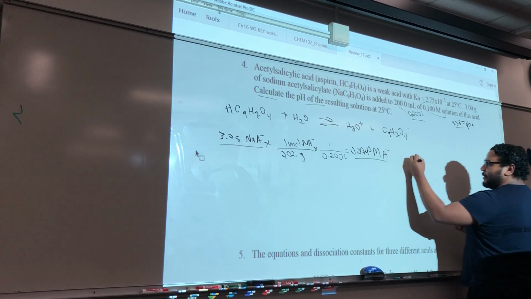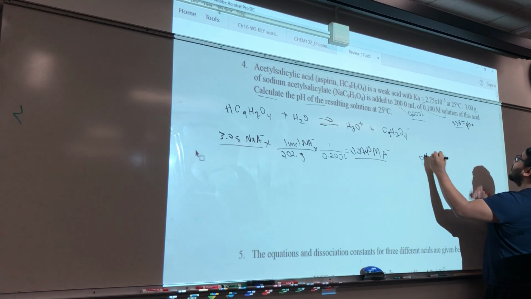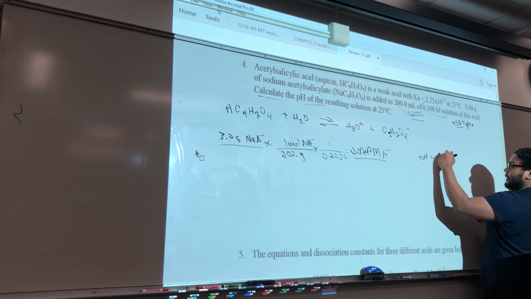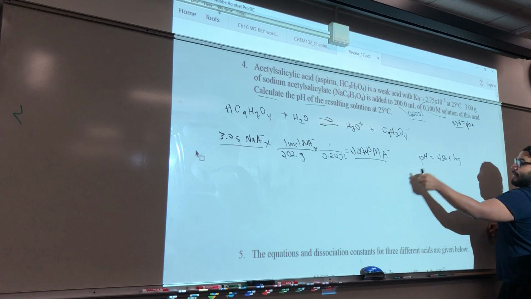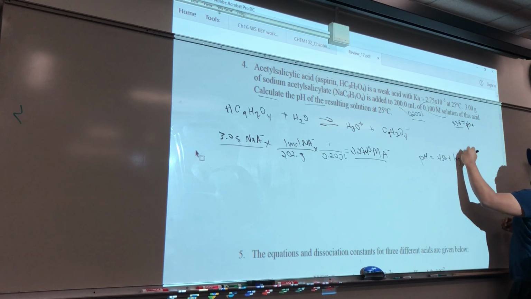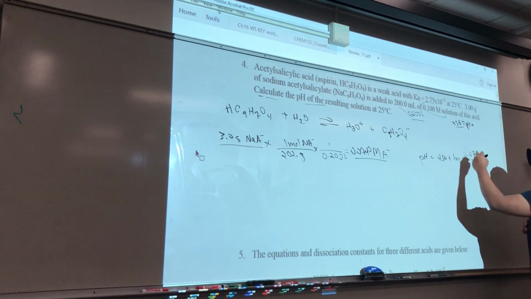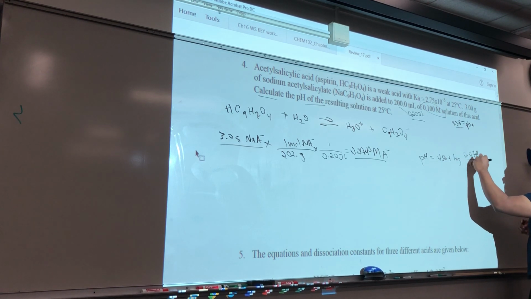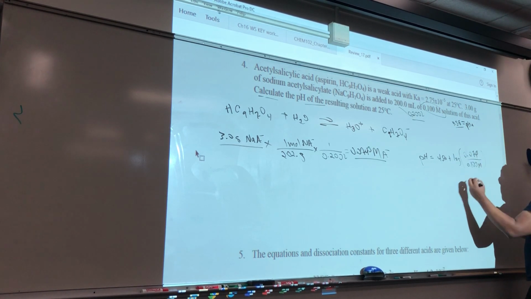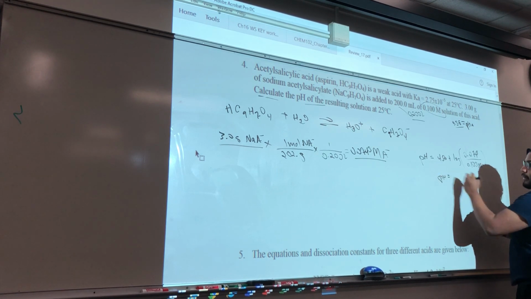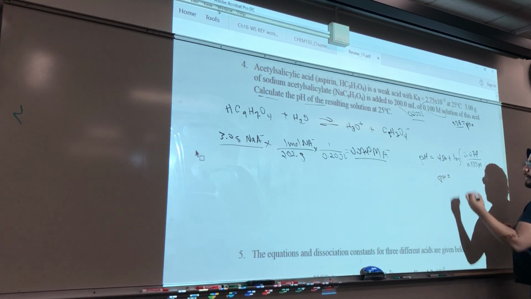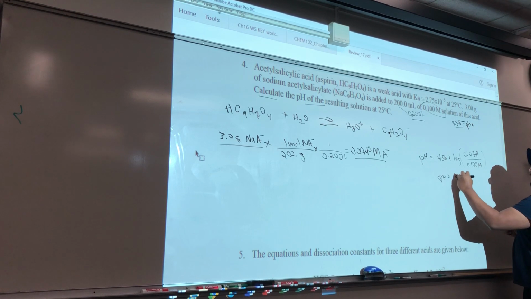So the pH is equal to the pKa, 4.56, plus the log of our base, the A minus, 0.0743, over our concentration of acid, which is 0.1. What does that equal, Moises? That gives 4.43.